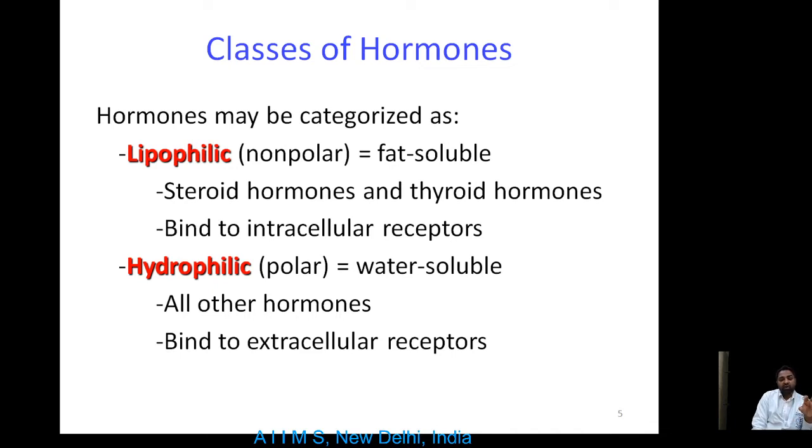Then what is the first messenger? The first messenger is the hormone itself. So when a hydrophilic hormone binds to the receptor, it generates a second messenger, which is calcium, cyclic AMP, or cyclic GMP. These will further carry out the function, and the action will depend upon which secondary messenger is activated.